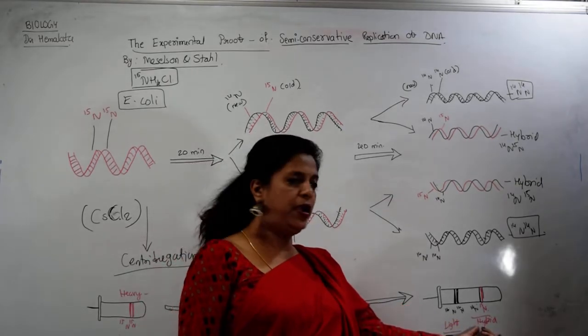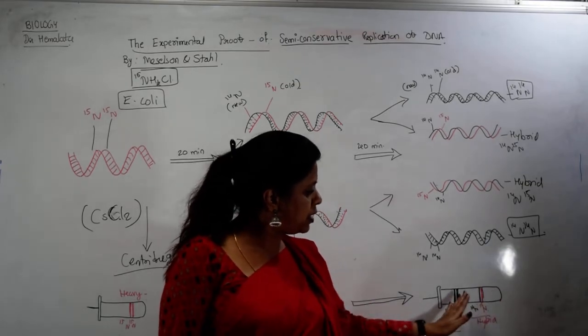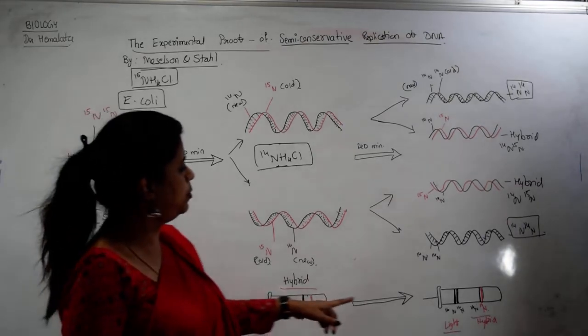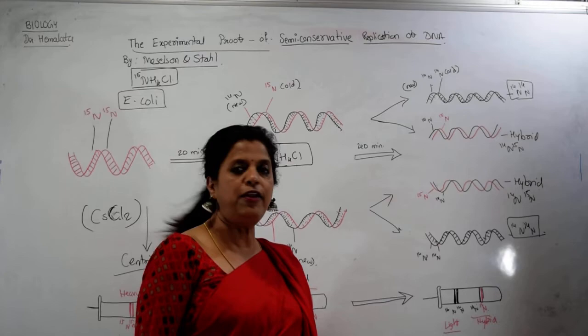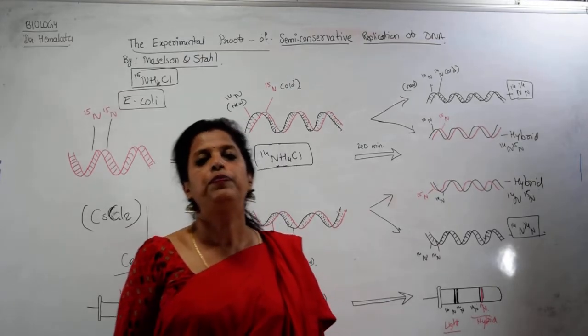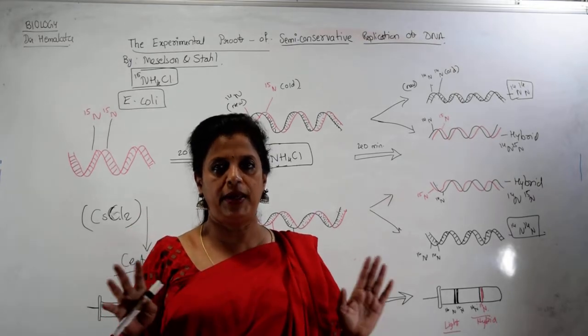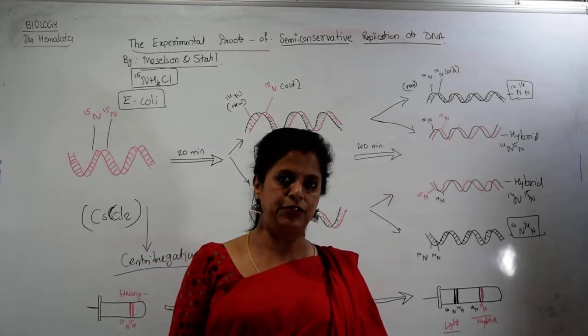One is a hybrid band, which is heavy band. Heavy band is totally at the end. This is hybrid, it has come in the middle, right? The light band has come at the top. Light band is having only N14 and N14. So this is the real proof for the complete explanation of semi-conservative replication by Meselson and Stahl.